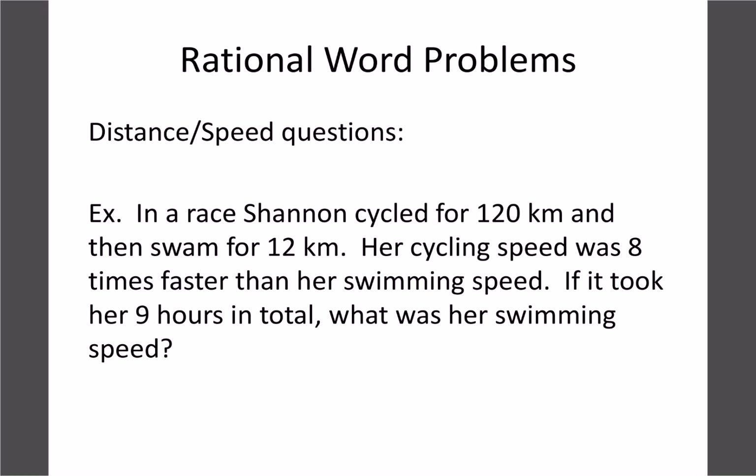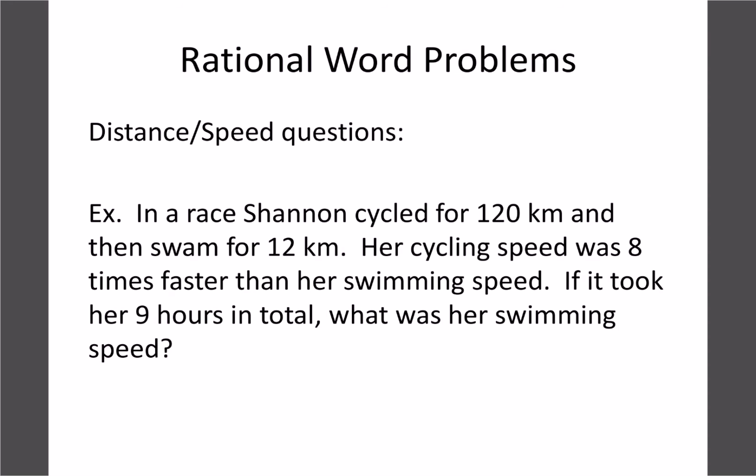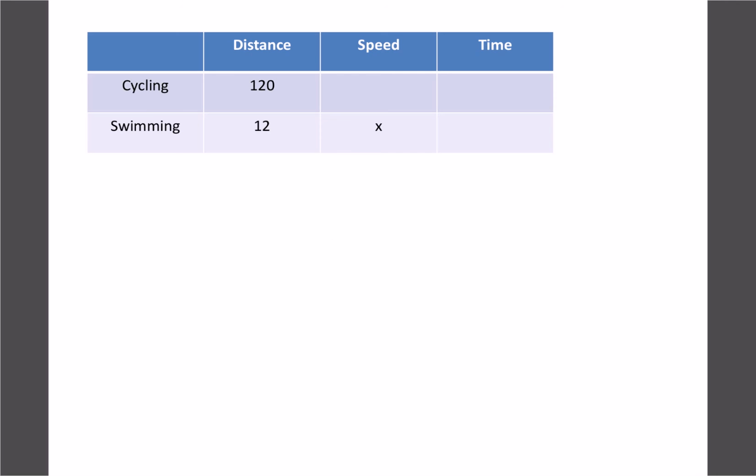So what you want to do with these questions is put them in a chart. She cycled for 120 kilometers. She swam for 12 kilometers. It said her cycling speed was 8 times faster. So if we call swimming x, cycling would be 8x. And from physics, our time is going to be our distance divided by speed. So we just want to write that as 120 over 8x, and the other one would be 12 over x.